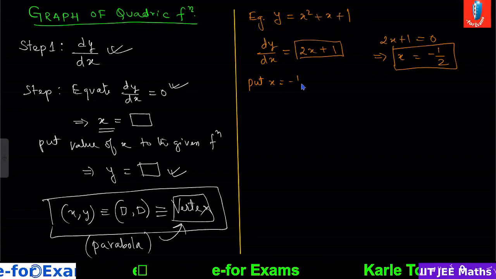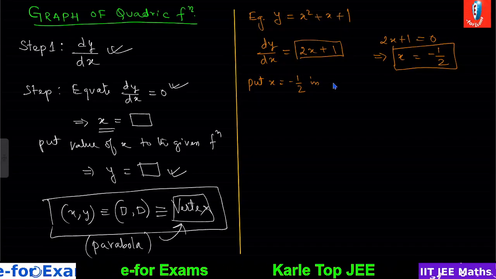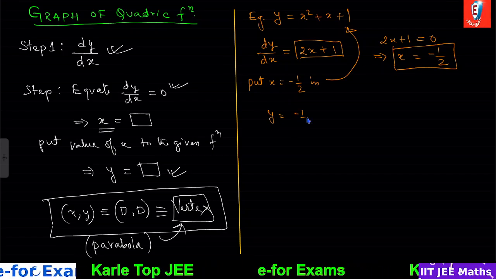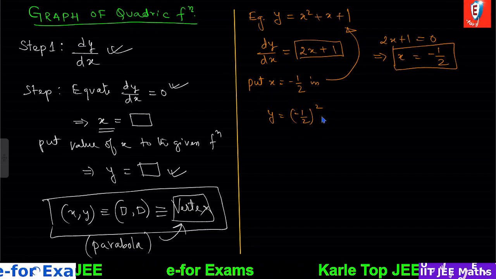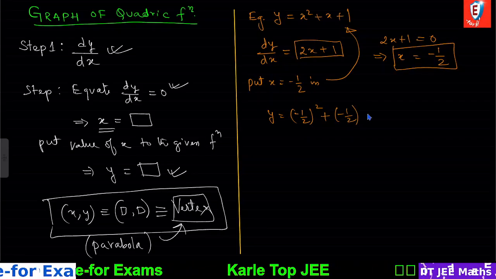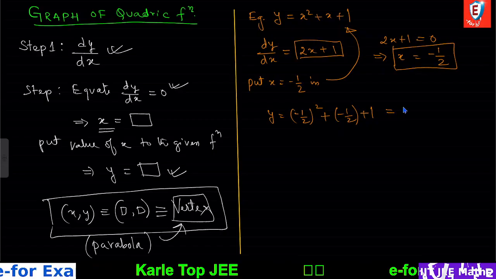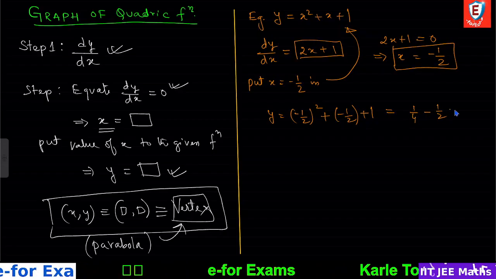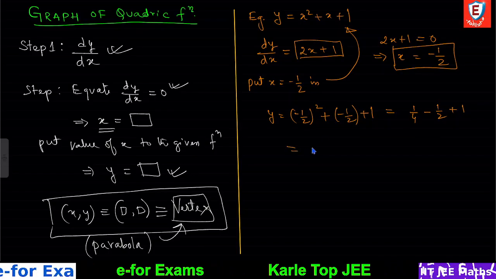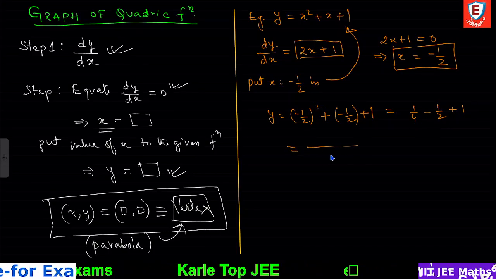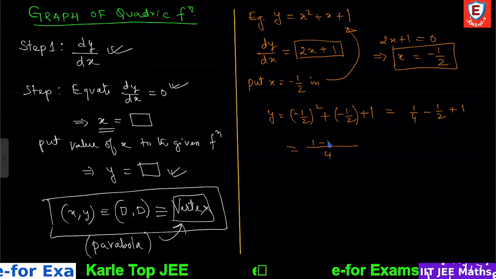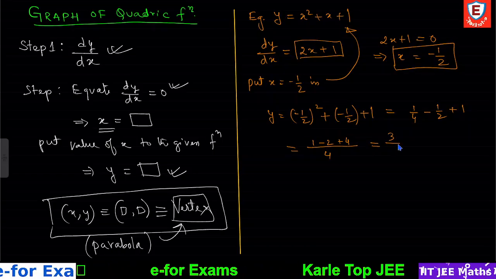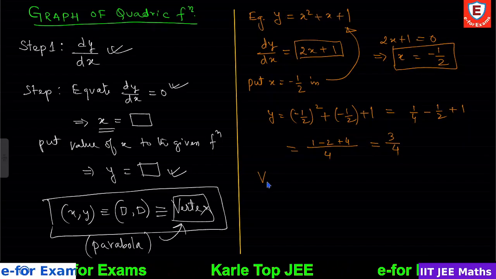Put x equal to minus half in this equation. Then you will get y equal to (minus half) whole square plus (minus half) plus 1, equal to 1 by 4 minus half plus 1. This is nothing but, LCM 4, 1 minus 2 plus 4 equal to 3 by 4.